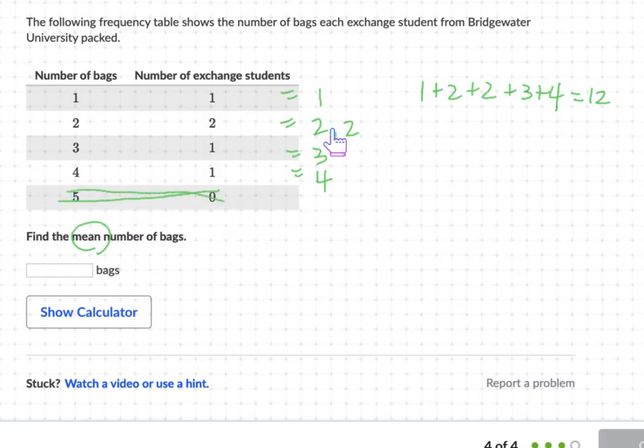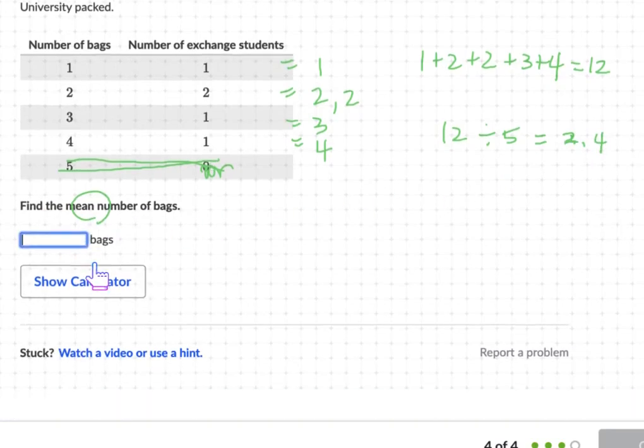So later on when we divide, we're dividing amongst 1, 2, 3, 4, 5 people, because this doesn't count as a student. That's 0 students. So this one's kind of tricky. 12 divided by 5 is 2.4. 2.4 bags.